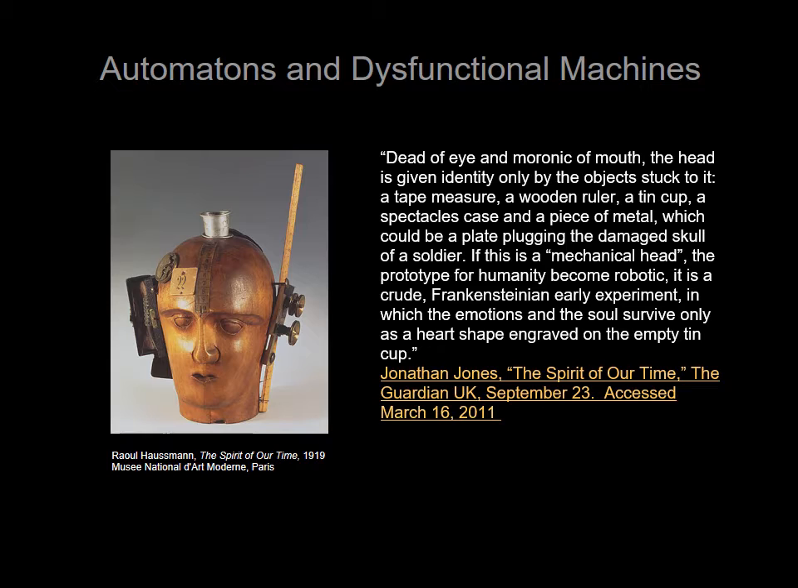So when we look closer at this, again, Jonathan Jones here writing for The Guardian, but he wrote, "Dead of eye and moronic of mouth, the head is given identity only by the object stuck to it. A tape measure, a wooden ruler, a tin cup, a spectacles case, and a piece of metal, which could be a plate plugging the damaged skull of a soldier. If this is a mechanical head, the prototype for humanity becomes robotic. It is crude. A Frankensteinian early experiment in which the emotions and the soul survive only as a heart shape engraved on the empty tin cup."